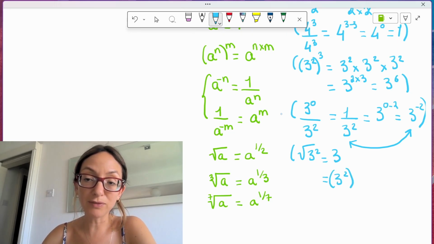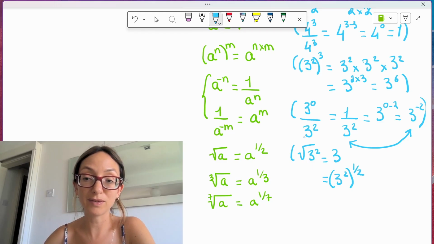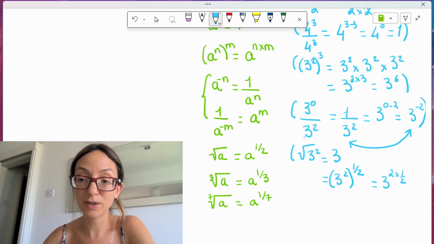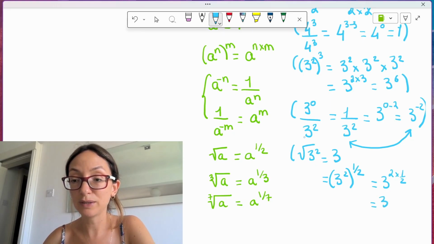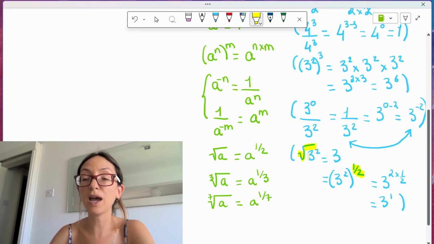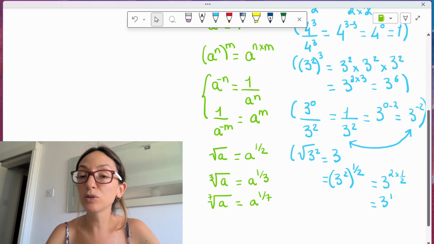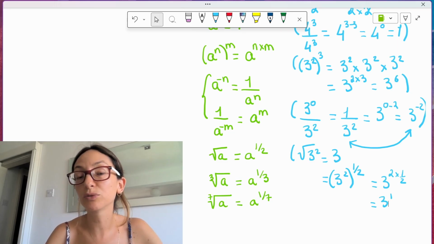So it means that we have to multiply 2 by something in order for us to get 3 to the power of 1 at the end. And of course, to get 1, we need to multiply 2 by a half. And so we get 3 to the power of 2 times a half, which is obviously 3 to the power of 1. So you see, the square root is exactly the same as taking to the power of a half. They both cancel out the squaring operation. And this applies to the cubic root, the seventh root, or any root you want to take.